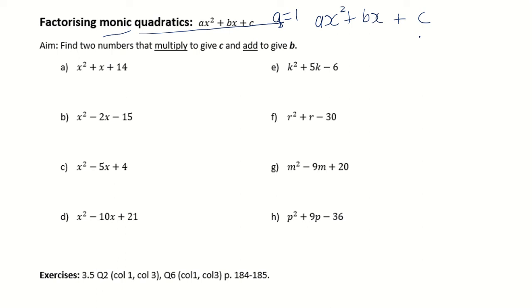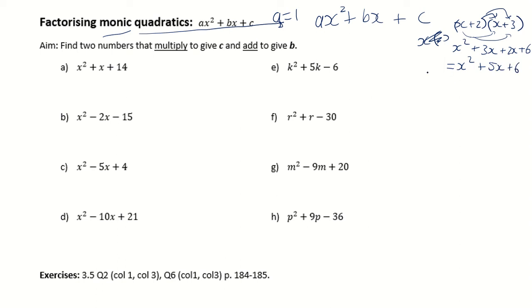Now, if we had, for argument's sake, x plus 2 times x plus 3, we would use FOIL to expand this out. It would be x times x is x squared, x times 3 is 3x, 2 times x is 2x, and 2 times 3 is 6. And then to simplify this, we would get x squared plus 3x plus 2x is 5x plus 6.